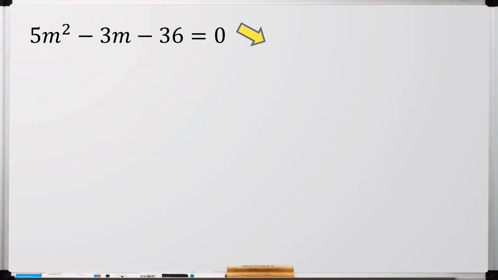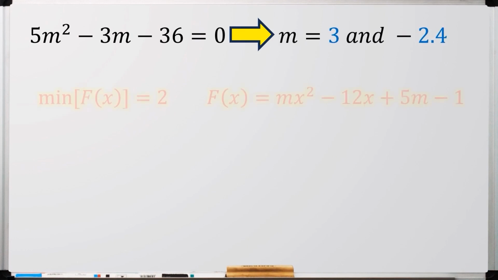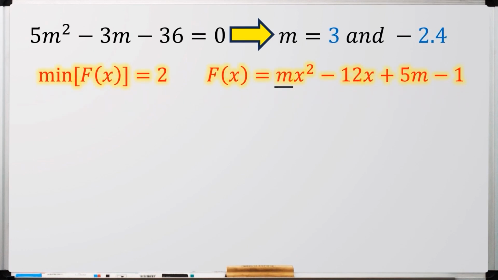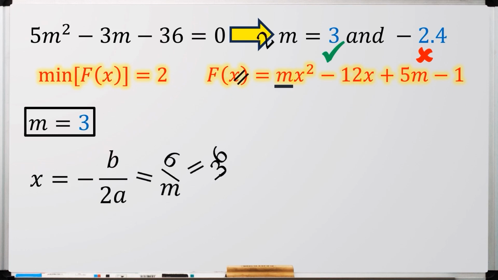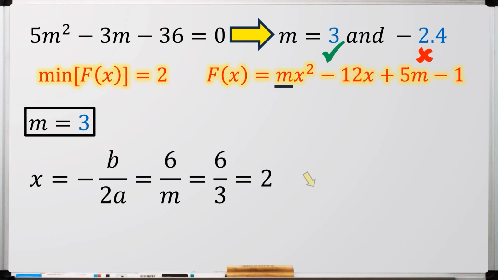The possible answers for m are 3 and negative 2.4. As we mentioned earlier, m should be positive for the equation to have a minimum value. Therefore, we accept 3 as the value for m. Now, simply substitute m into the formula. That's it. The equation x equals 2 represents the symmetry axis.